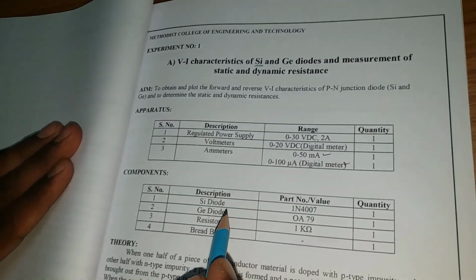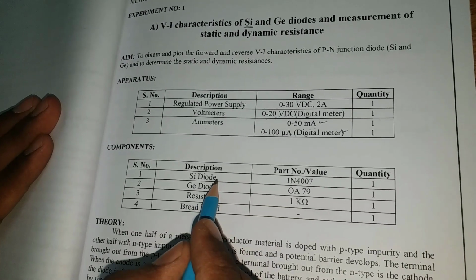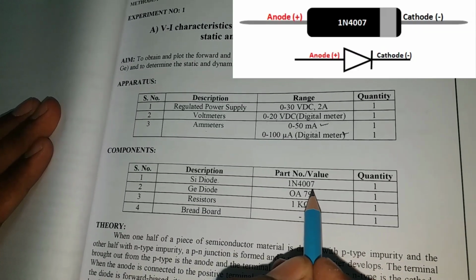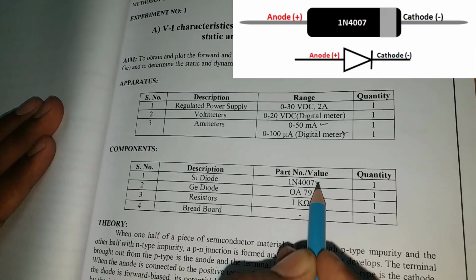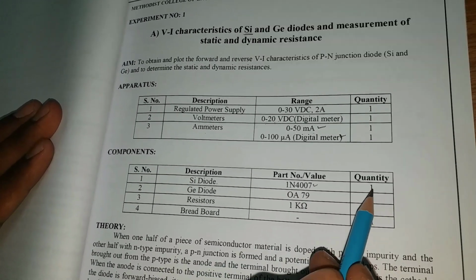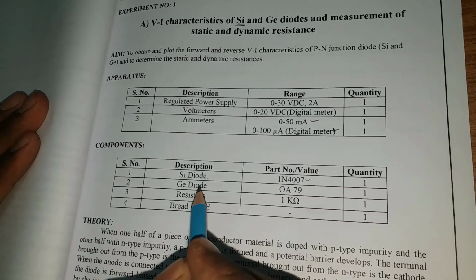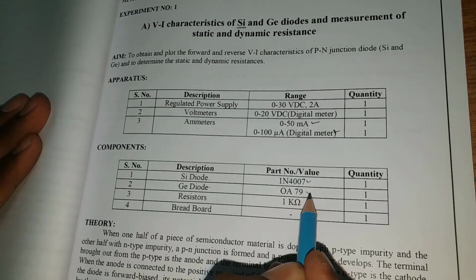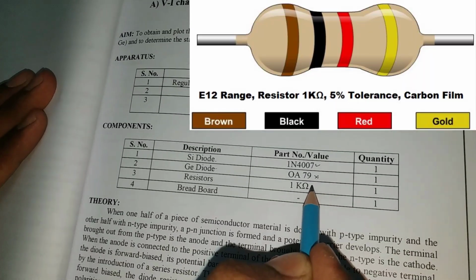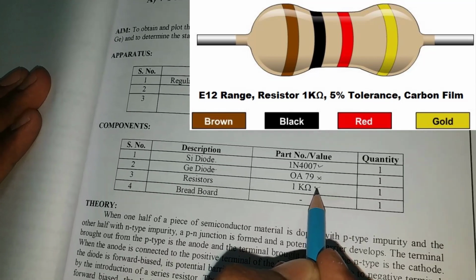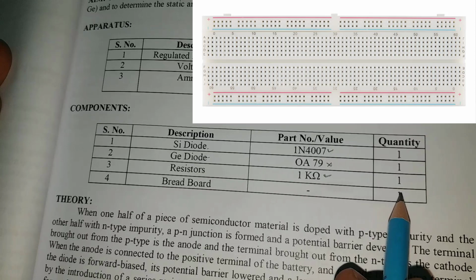Then coming to the components. The first one is the silicon diode. The code for the silicon diode is 1N4007, and the quantity is 1. Only one diode we require, and we are not doing the germanium diode in our laboratory. Then only one resistor is required, of 1 kilo ohm, and as usual one breadboard.